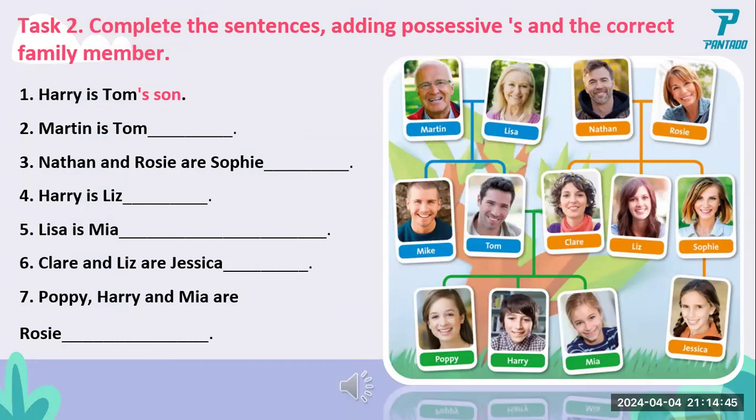1. Harry is Tom's son. 2. Martin is Tom's father. 3. Nathan and Rosie are Sophie's parents. 4. Harry is Liz's nephew. 5. Lisa is Mia's grandmother. 6. Claire and Liz are Jessica's aunts. 7. Poppy, Harry, and Mia are Rosie's grandchildren.